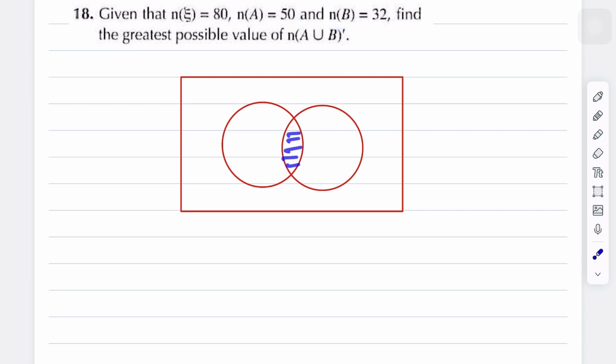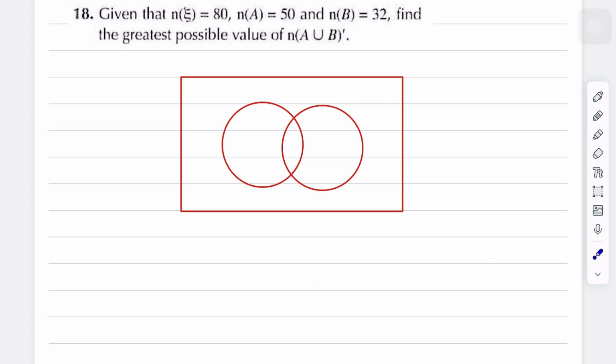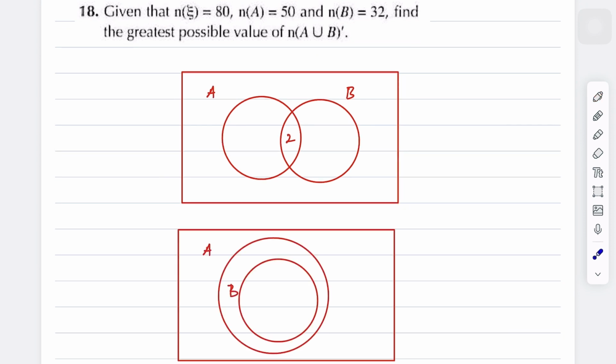And why I did this, because if you add them together, 50 plus 32, and that is 82, that means minimum there are two elements common, because this sum can never be greater than universal set. And if it is greater than universal set, that means those elements are common in both of these sets. So this is A, this is B. This is the first possibility, and they are saying find the greatest possible number of elements in A union B whole complement. The second possibility is when we consider B is a proper subset of A.